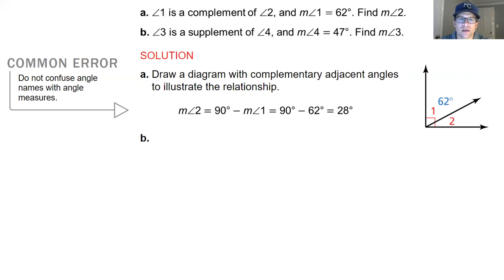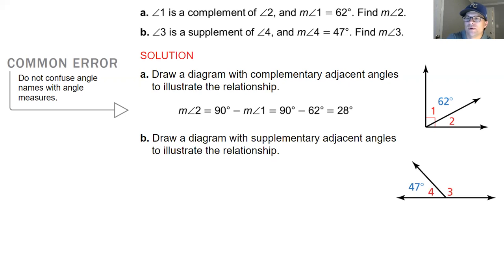Okay, part B is looking at angles 3 and 4 are supplementary. Given that angle 4 is 47, determine what the measure of angle 3 is. Again, it's nice to draw a picture. You know they're supplementary, so they could be a straight angle, where one of them is 47 and the other one is the measure of angle 3. To determine it, you just have to take the measure of angle 4 away from 180, and 180 minus 47 will give you 133.